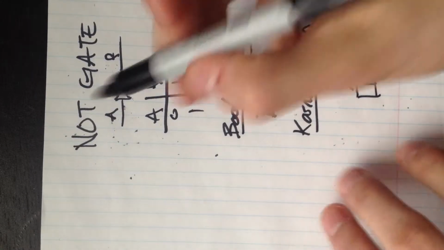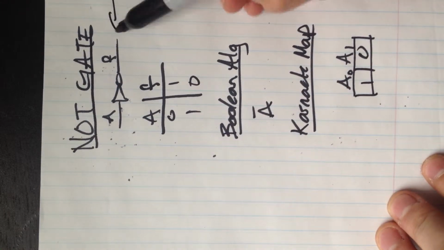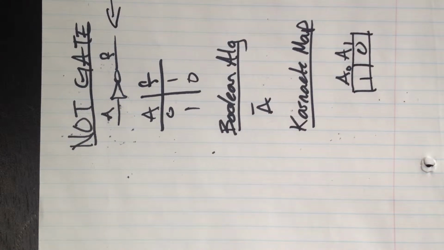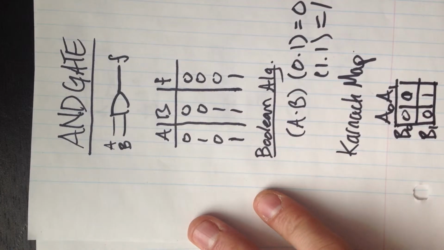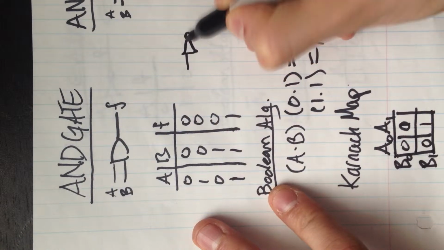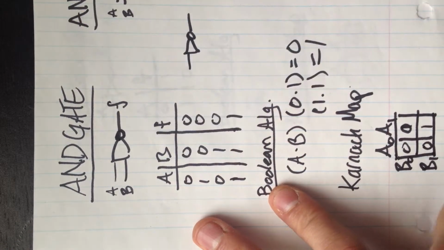Now, NOT gates are used quite regularly. Normally, you don't even represent it with the symbol. You just attach it to other gates. For example, let's go to our AND gate. Now, if I were to add my NOT gate to this, I would just draw a circle here rather than draw the entire gate.